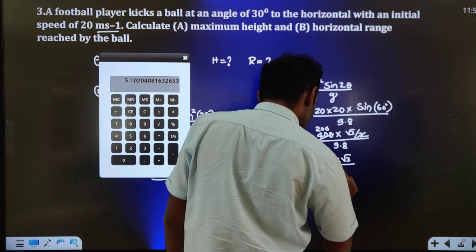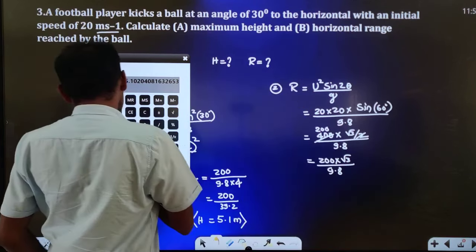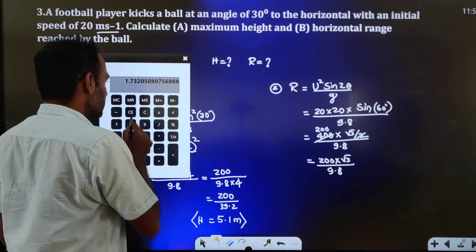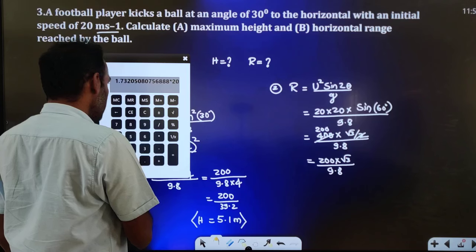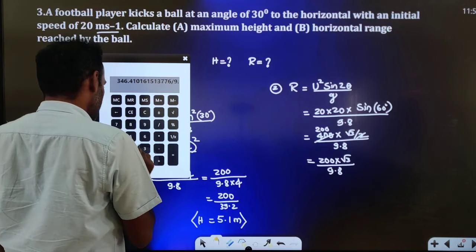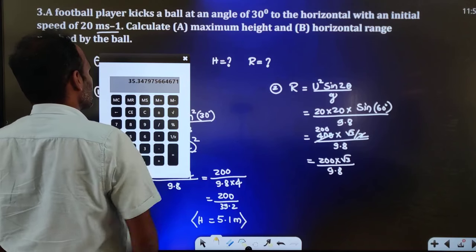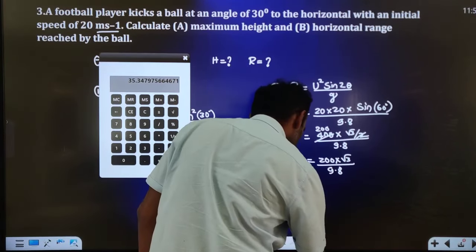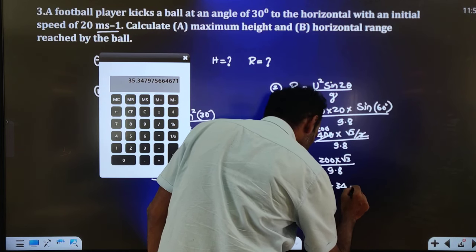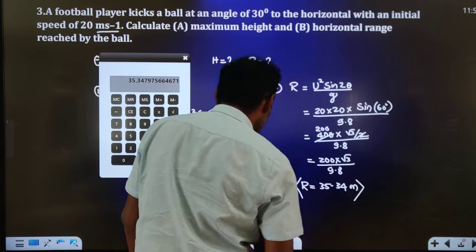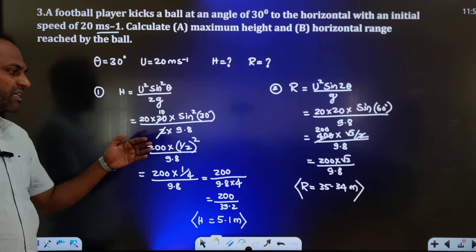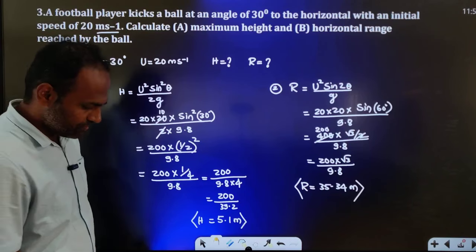200 √3 divided by 9.8. We'll solve this. √3 is this much into 200, divided by 9.8. This will give 35.34. So the range is 35.34 meter. This much will be the range of the projectile, right? This is how we have to calculate maximum height and horizontal range.